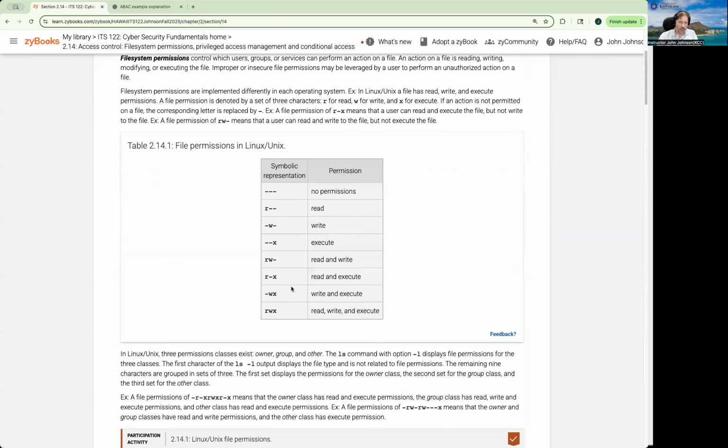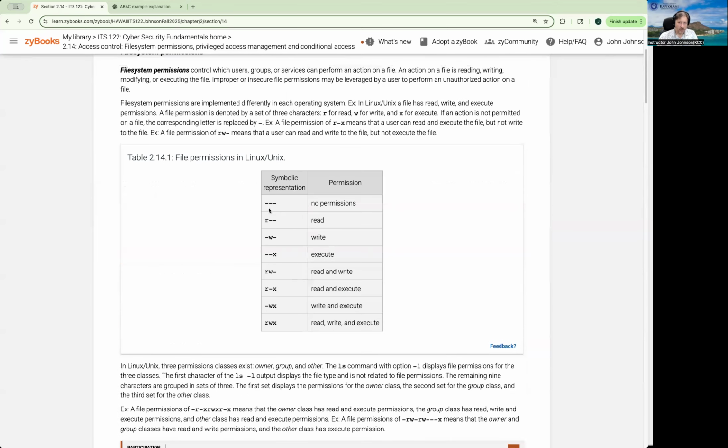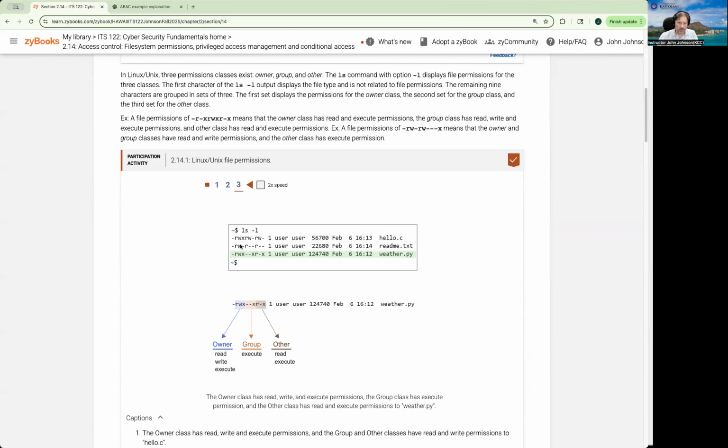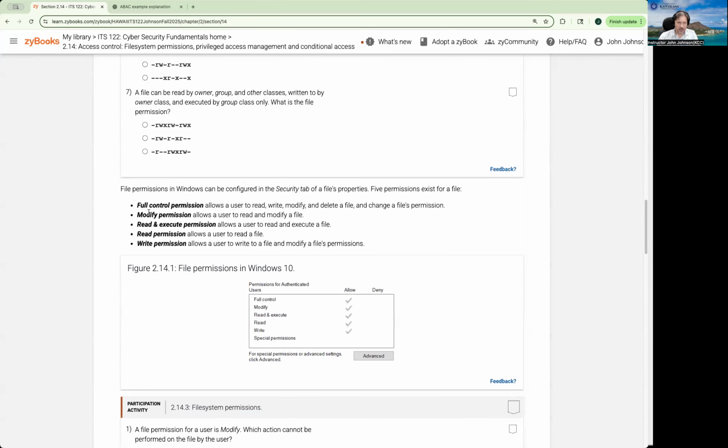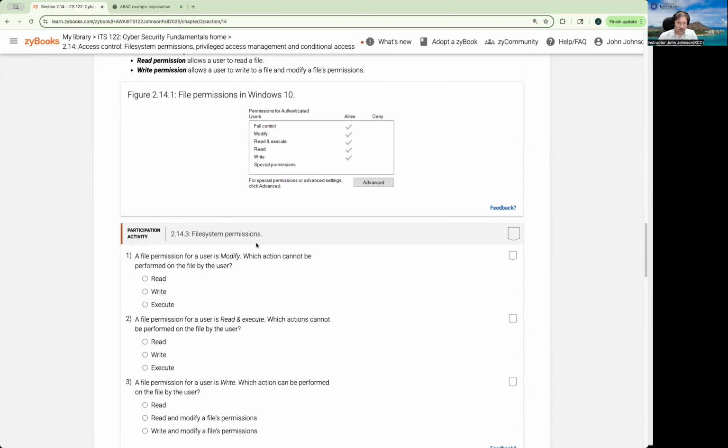The main thing to remember is the Linux file system. Know how these work. Know that you're going to have three sets of three plus that one file type marker in the beginning, so you're going to have 10 characters, and it looks just like that. Make sure you understand what each one of those means. Go down here, understand the different types of permissions that you have in Windows. Remember that write permission also gives you the ability to modify a file's permissions.